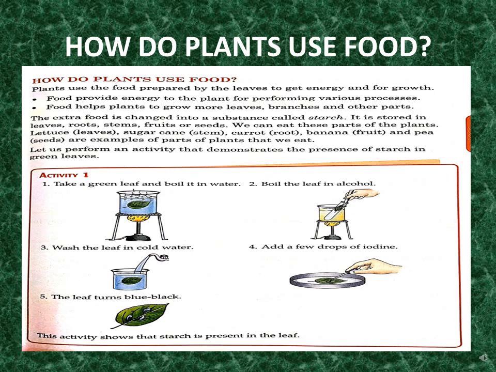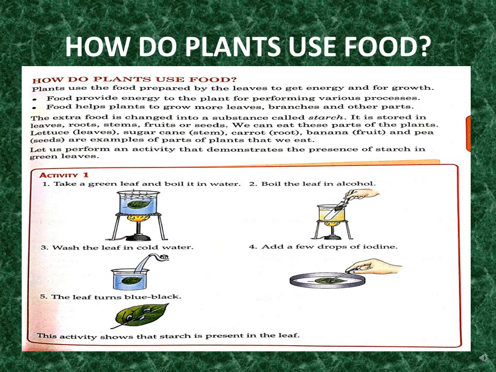In banana, it is stored in the fruit. And pea, all of us have eaten. We all know what pea is. So in pea also, it is stored in the seeds. So all these parts we can eat. These parts of the plants we can eat.